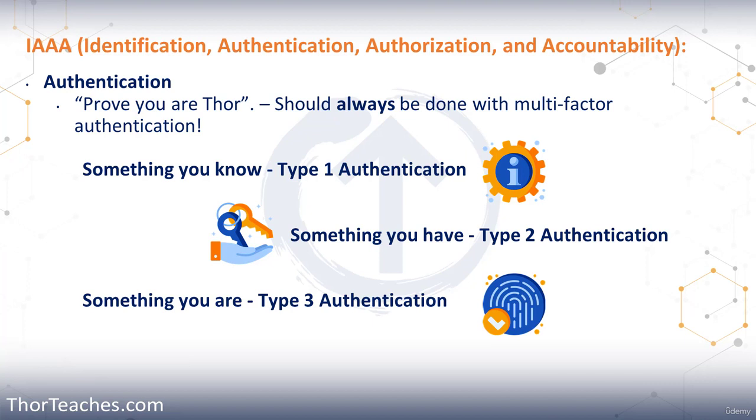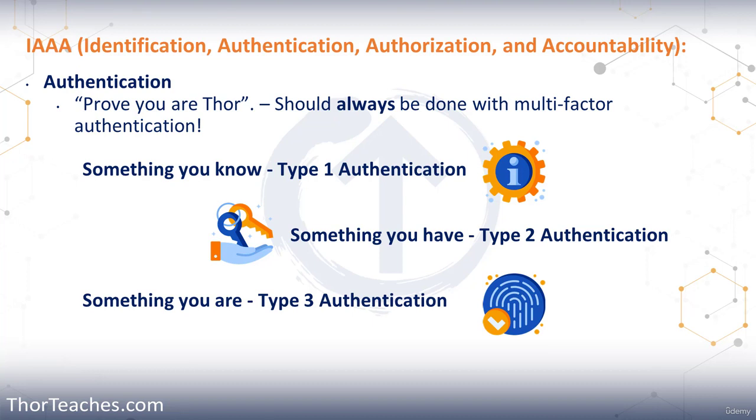Here, we can do type 1, 2, or 3 authentication. Type 1 is something you know, or a knowledge factor. Type 2 is something you have, or a possession factor. Type 3 is something you are, or biometrics. We want, on most things, multi-factor authentication. That most often means type 1 and type 2, but there are definitely scenarios where type 3 makes sense.